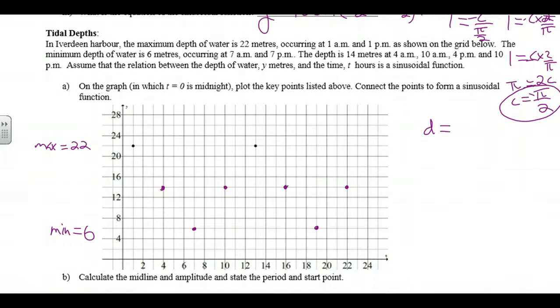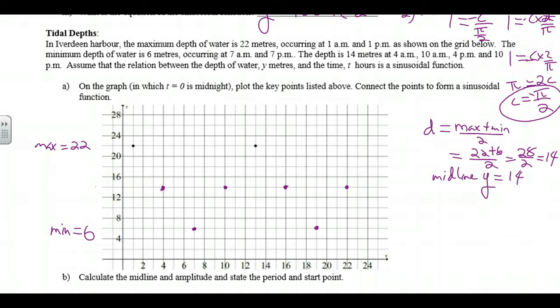Okay, D is equal to max plus min over 2, which is 22 plus 6 over 2, which is 28 over 2, which is 14. So the midline is y is equal to 14. So let's graph that. Let's do it in a different color. Y equals 14. Okay, so there's your midline.